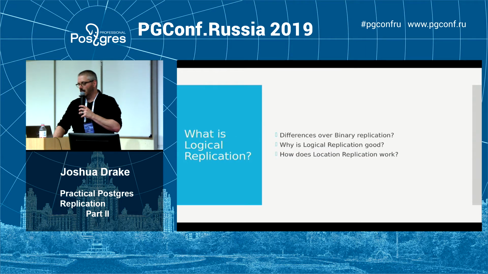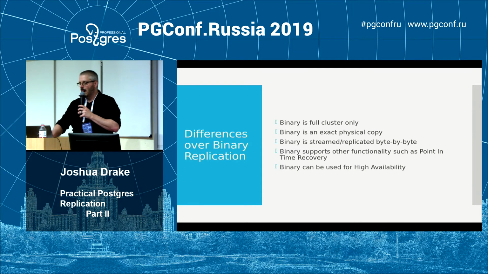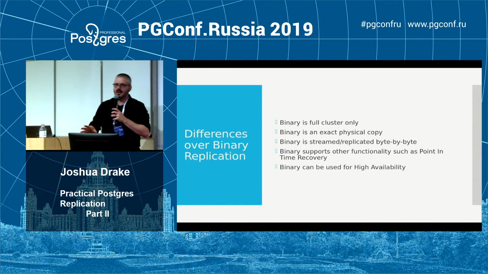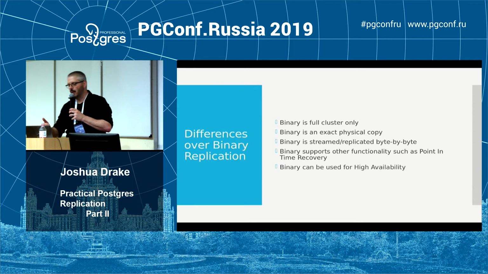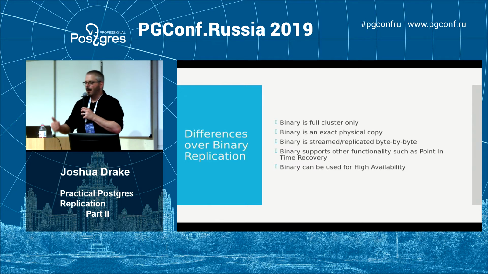Differences over binary replication, why is logical replication good, and how does logical replication work? Binary is full cluster only. We discussed that. There's no partial binary replication. It is an exact physical copy. Binary is streamed or replicated byte by byte. Binary supports other functionalities such as point-in-time recovery. You can't do that with logical replication. Binary can be used for high availability. You can use logical replication for high availability. Don't. It's a bad idea.